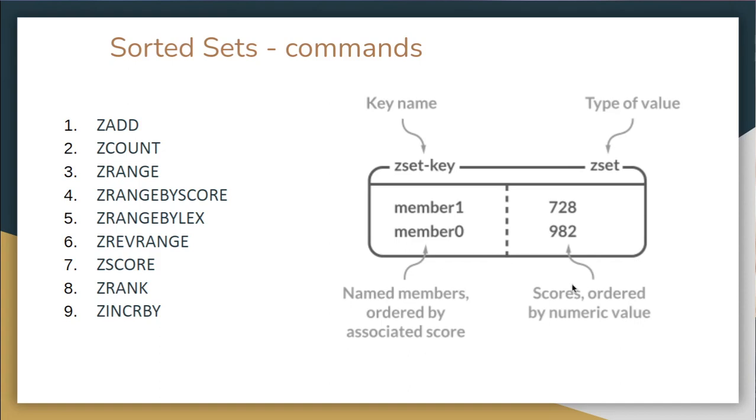On the data analysis side, you can see a diagrammatic approach of how it actually stores the data. It will take one value and associate it with one score. Based on that, it will arrange the members ordered by their associated scores.